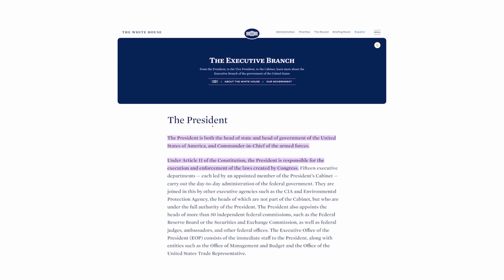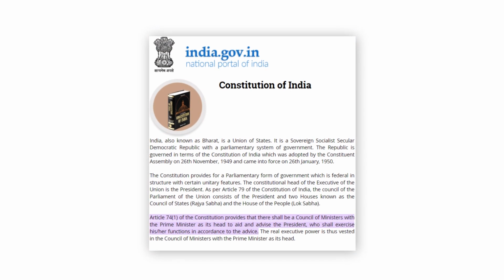Before moving forward, there's one thing to take note of. The powers of the post of President in the United States are more equivalent to that of the Prime Minister of India, as the post of President in India holds lesser power. So, the references in this video will be to the post of the Prime Minister of India.